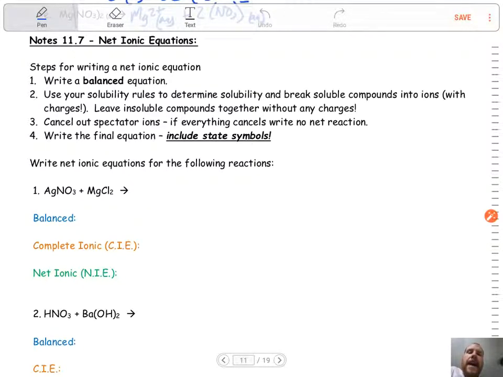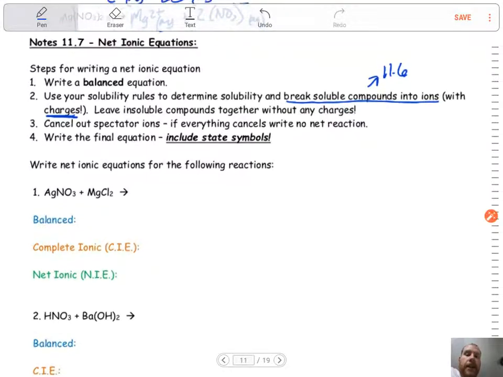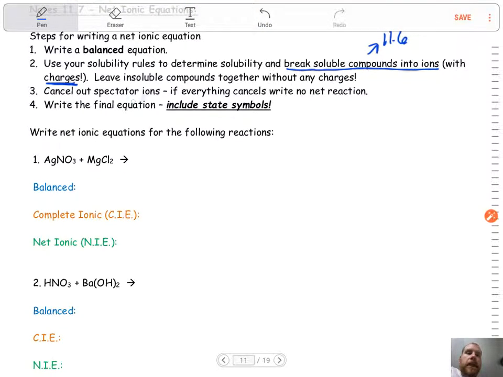Step 2, once you have a balanced equation, you're going to use your solubility rules to determine the solubility, and you're going to break soluble compounds into ions. This was like what we did in video 11.6, that dissolution of solids. Notice it says with your charges. It's all going to be very important. Insoluble compounds will remain together without any changes. Step 3, you're going to cancel out spectator ions.